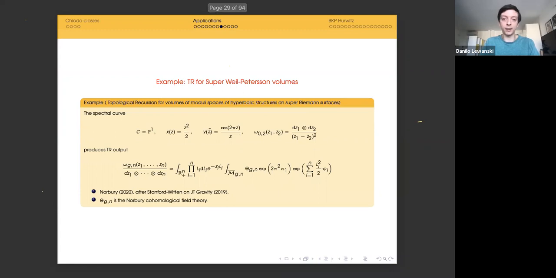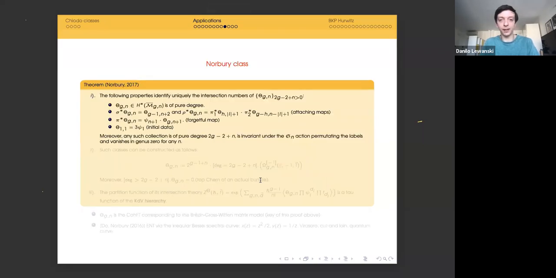But now if you take the cosine instead of the sine, what you get is again the integral of the exponential of kappa 1, but now you intersect with the Norbury class theta. And so now these are volumes of moduli spaces of hyperbolic structures on super Riemann surfaces. This gives, I think, a very nice application of the theta class. And the point in this presentation of the theta class is this definition over here.